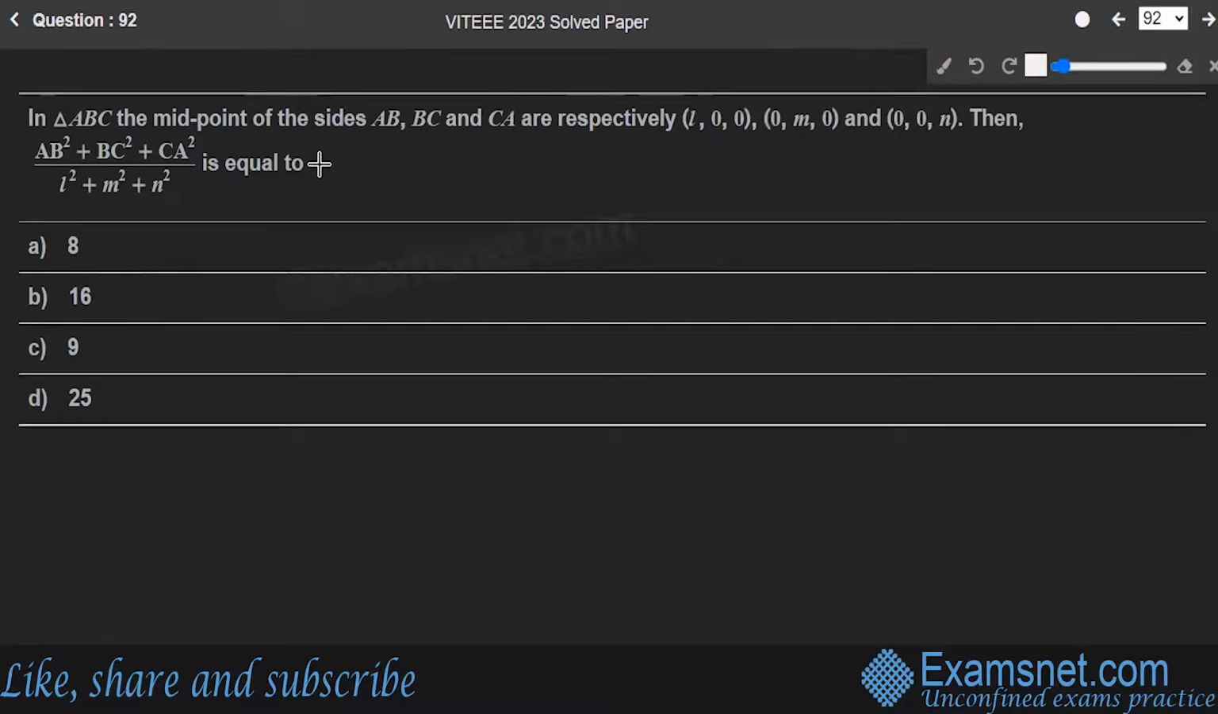In a triangle ABC, the midpoints of the three sides are these three coordinates respectively. Then you have to find out the value of this given expression. Let's try and understand the problem through a figure. Let's make the triangle.